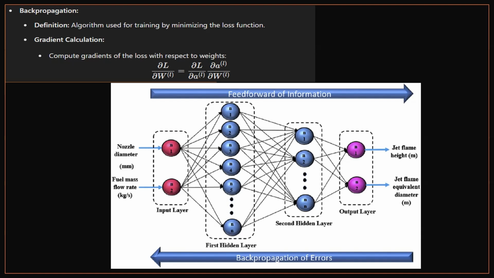But look at this one as your brain, like a cartoon of your brain. You see, I have one input layer, a first hidden layer, a second hidden layer, and an output layer. It means that there are different individual neurons connected.